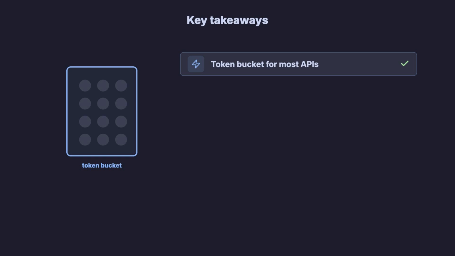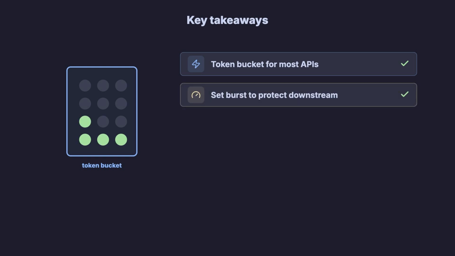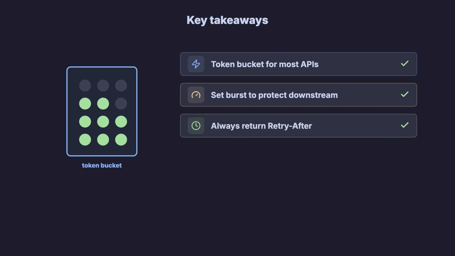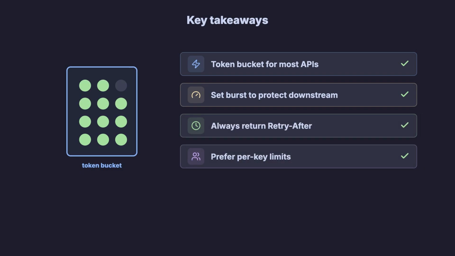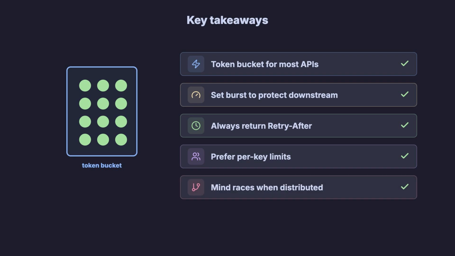So here's what to remember. Rate limiting is not about blocking users, it's about preserving service for the well-behaved ones when the noisy ones spike. Token bucket is your go-to algorithm. Set burst sizes to protect your downstream, never just to look generous. Always include the retry-after header. Enforce per user or per key limits for fairness. And if you distribute your limiter, mind the race conditions and memory cost.